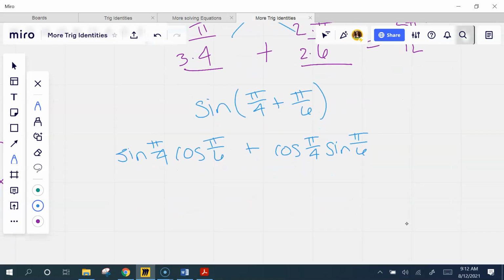What's the sine of pi over 4? Quick, quick, quick. That's an easy one. What's the cosine of pi over 6? I don't have that memorized. Cosine pi over 6, that was the square root of 3. Cosine is the x value.